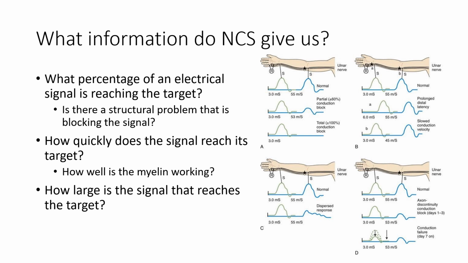And then finally, we can look at how large the signal is that's reaching the target. You can see that in panel C. If the signal is reaching the target in the right amount of time, meaning the velocity is okay, the myelin is okay, but the amount that's reaching is smaller, that tells us that there's a problem with the axon, that we have an axonal neuropathy.